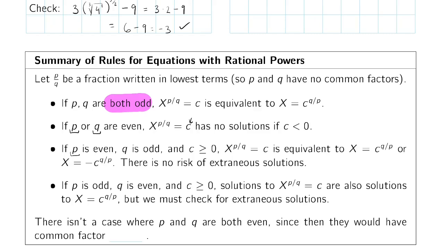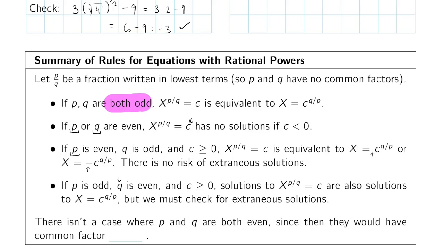If P is even, we're using the even root property. We have to introduce a plus or minus. If Q is even, solutions to x to the P over Q equals C are also solutions to x equals C to the P over Q. But we have to check for extraneous solutions.